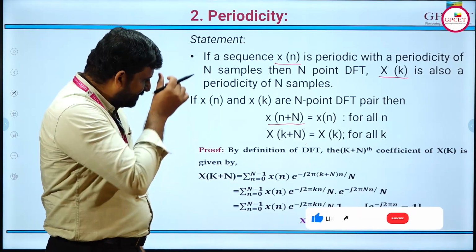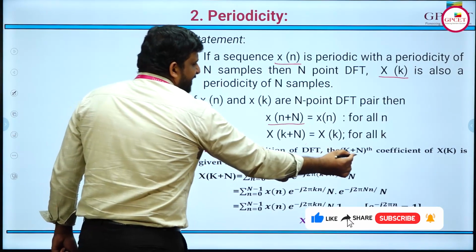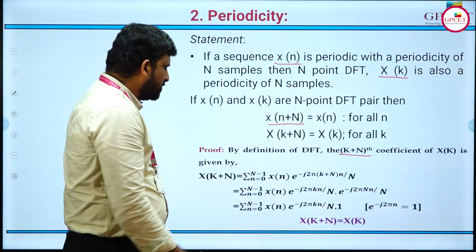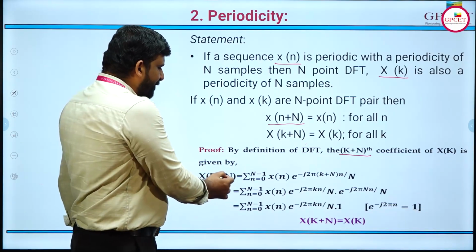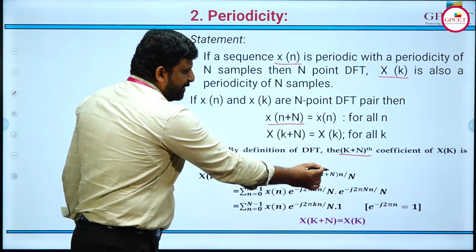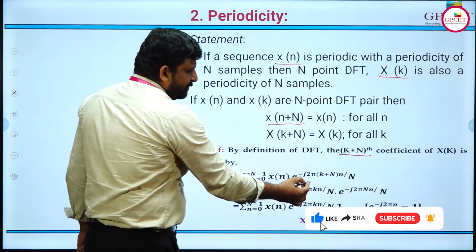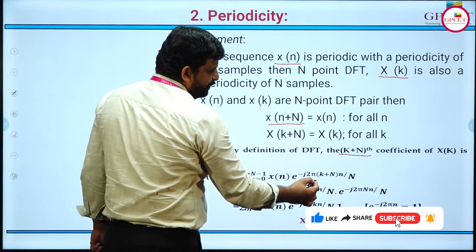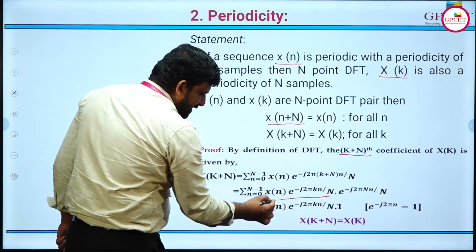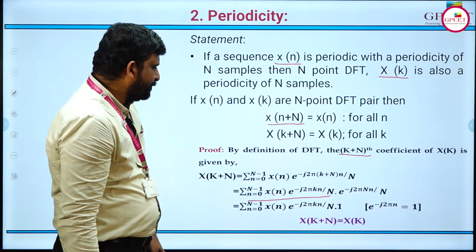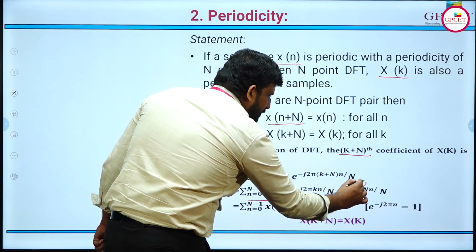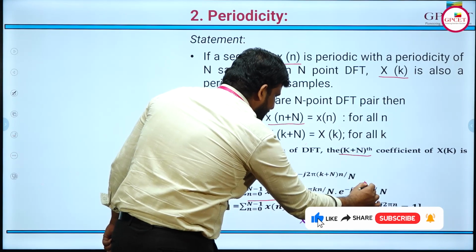So what you can see here, I am considering the discrete Fourier transform for the k plus Nth coefficient. According to the DFT condition, X of k plus N is equal to summation n equal to 0 to N minus 1 x of n e power minus j 2 pi (k plus N) n by N. Here I have e to the power of a plus b, so I am separating it as e to the power of a into e to the power of b. Now you can see this particular term is in the form of e power minus j 2 pi n, so I can write this particular thing as 1.